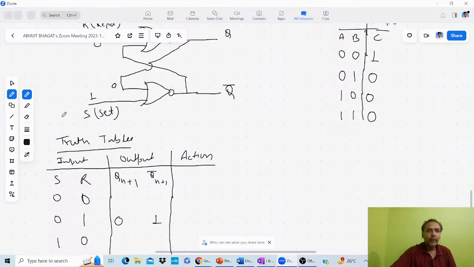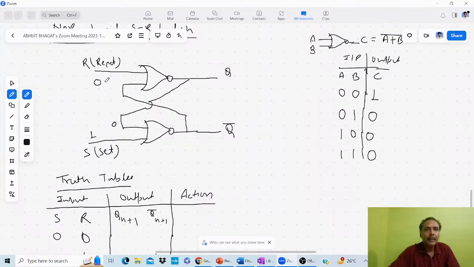So next input we supply the 1 0. S is 1 and R is 0. So in that case, when S is 1, R is 0, you can see when any one input of NOR gate is 1, then your output is 0.